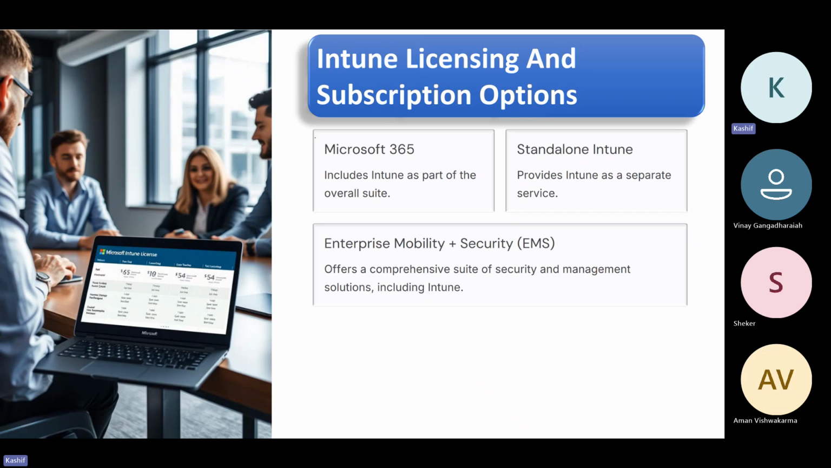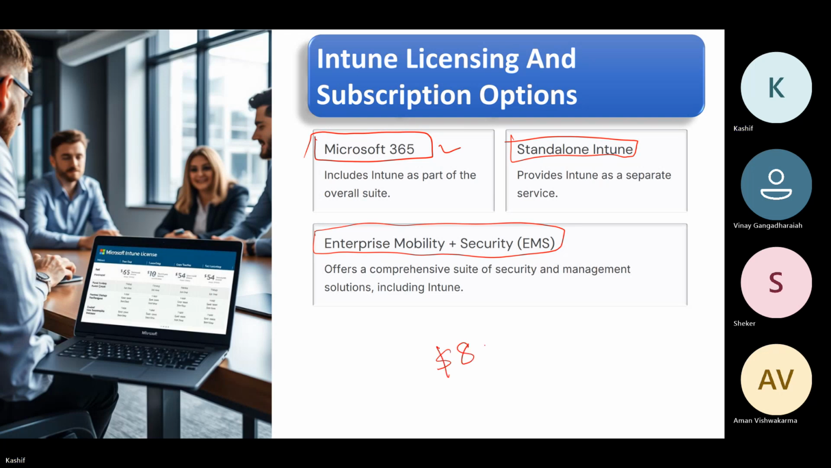Now, Intune licensing. You need to purchase an Intune license from Microsoft. So either you take a Microsoft 365 license, or a standalone Intune license, or Enterprise Mobility plus Security. These are the three licenses available. It's going to cost you $8 per user on a monthly basis. How much? $8. Monthly, you have to pay $8 per user to use Intune services.